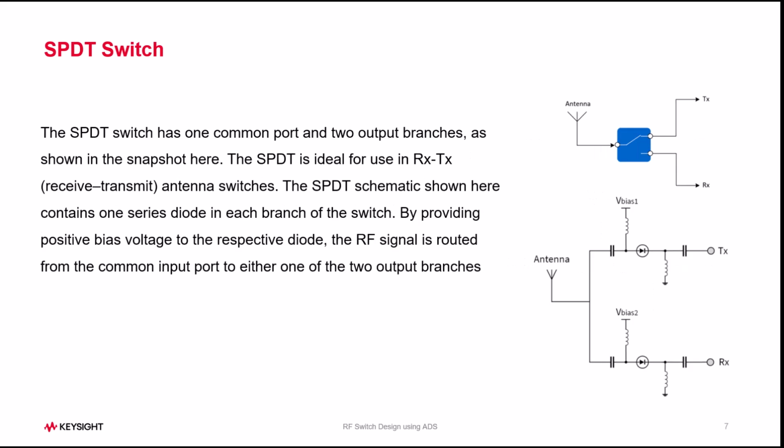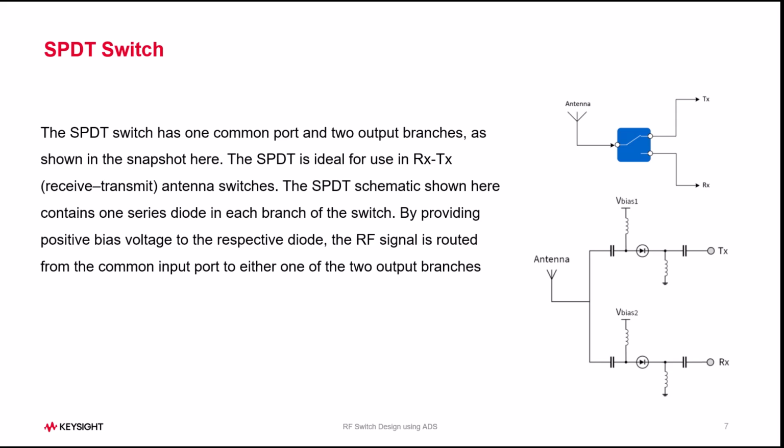Going forward, the SPDT, which is more of a practical RF switch, has one common terminal and two output terminals. By selecting the proper bias supply to each of the diodes in the respective path, we can make one diode forward biased and keep the other diode in reverse bias condition, thus paving the path for the RF signal to flow from one branch to another.